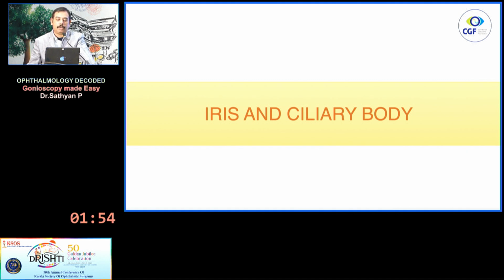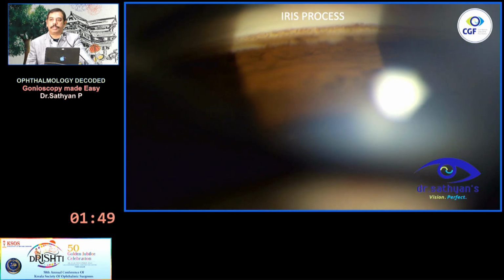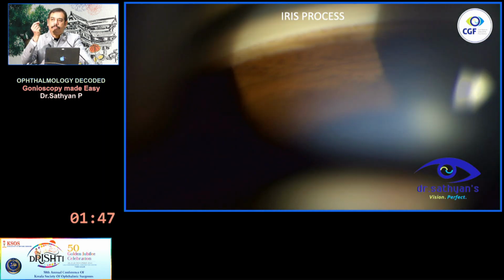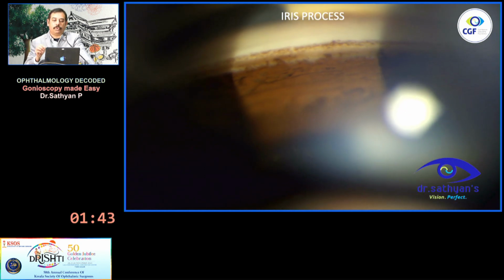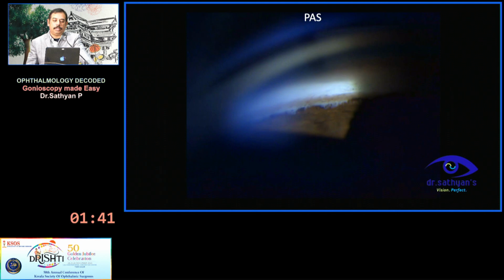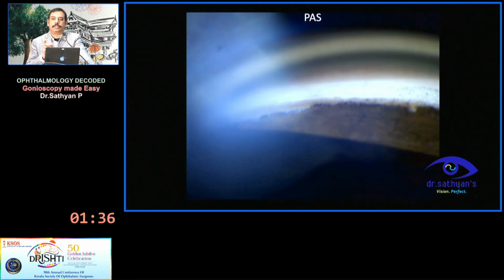Iris and ciliary body. Mainly you have to understand these iris processes. These are a filiform, vessel-like pattern, brownish in color. This will not obstruct the flow. But when you see the PAS, you can see how broad it is. It is broader, and it obstructs the outflow.